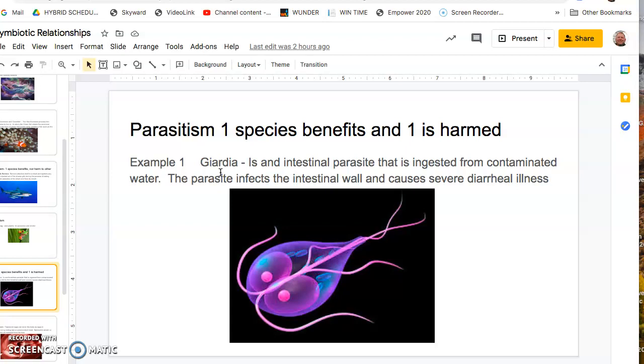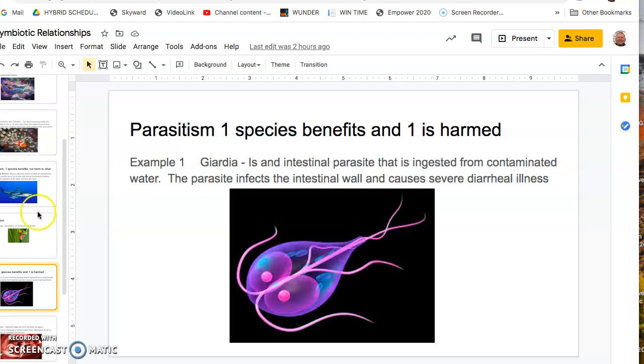And what happens with that is the Giardia parasite infects your intestinal wall and it causes severe diarrhea illness. A bad case can last up to like 6 weeks, and that will generally lead to some pretty severe dehydration. So there's medicine you can take, but the best thing is just to prevent it.